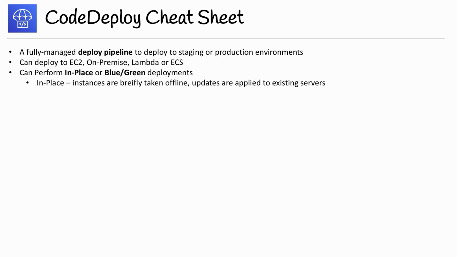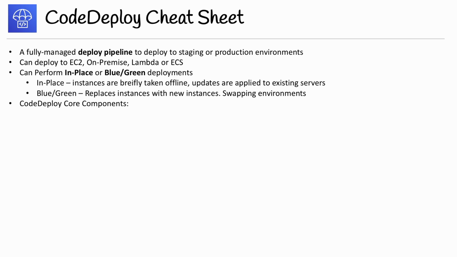So for in-place, instances are briefly taken offline, updates are applied to existing servers, and they're brought back into service. For blue-green, it replaces the instances with new instances, swapping the environments.